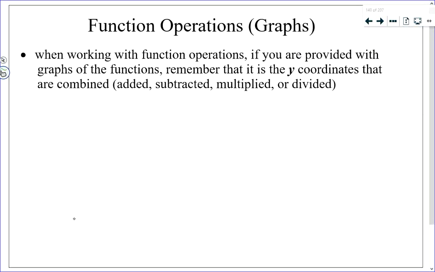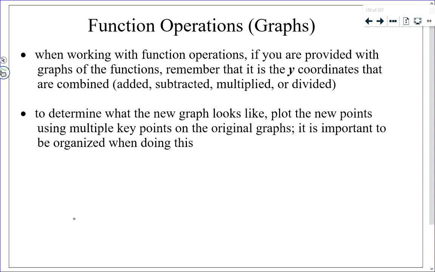We've talked about this a little bit already, but when working with function operations, whether you're adding or subtracting or multiplying or dividing, remember that it's y coordinates that are being combined. So you look on the graph at a specific value of x. Maybe you go to x equals 2, and you look at the y coordinates at x equals 2. And those are the numbers that you're going to add or subtract or multiply or divide.